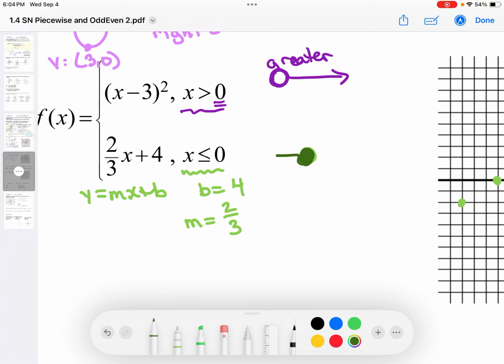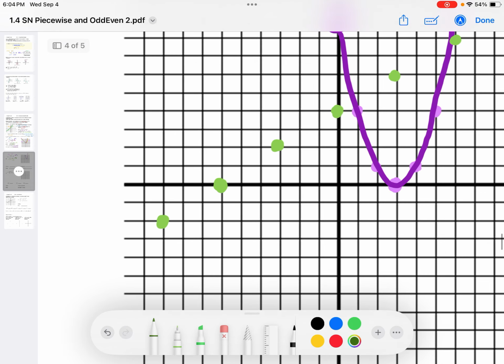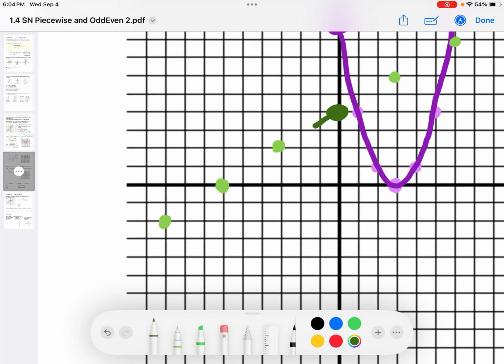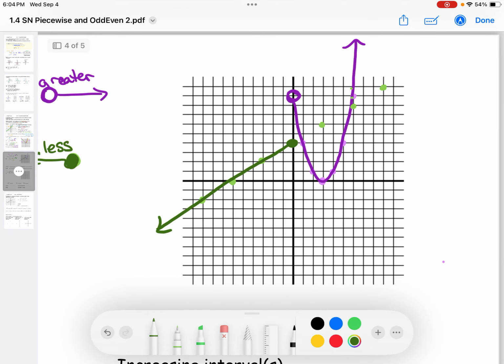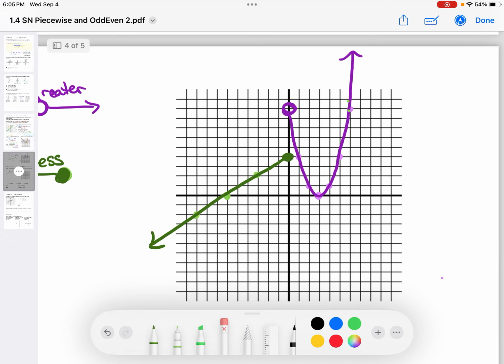And because it says less than, we go left. So on this line where x is 0, our y was this 4. And we need to move to the left. So following this graph to the left, there's the rest of the piece. And again, you can erase the dots you didn't need if you want to. So here's our piecewise function.